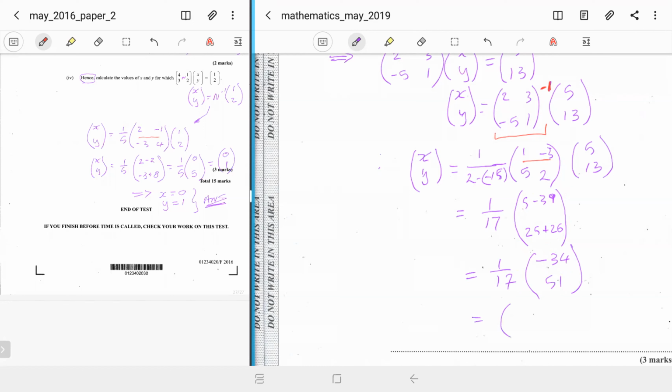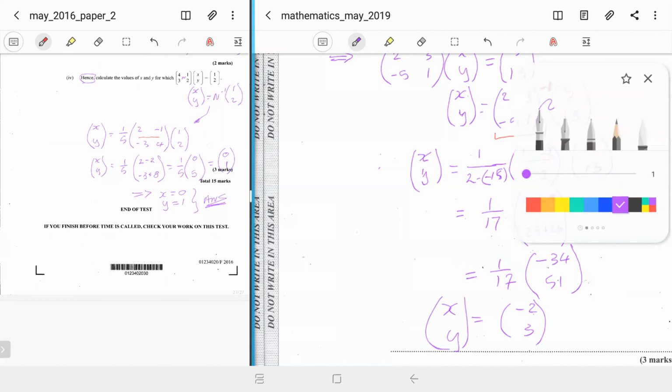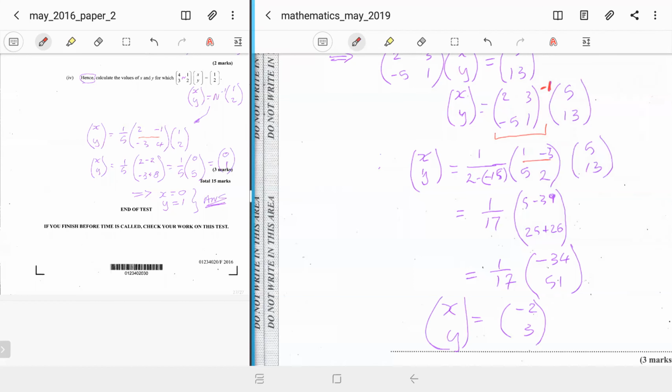So it becomes negative 2, 3. So xy equals negative 2, 3. So we can write the answer now. Therefore, x equals negative 2 and y equals 3. And that's it. I can test these answers in the question at the top.